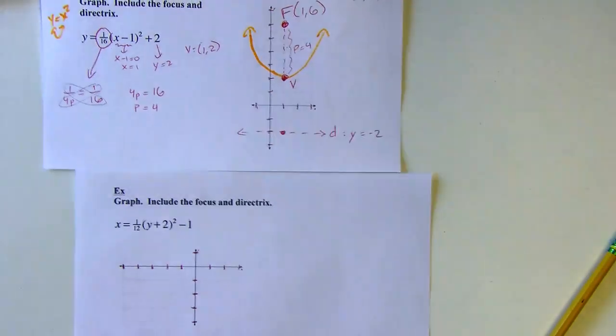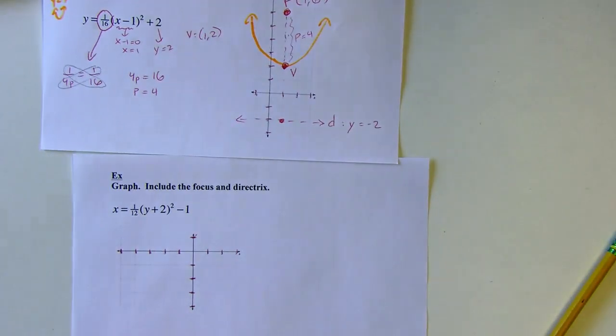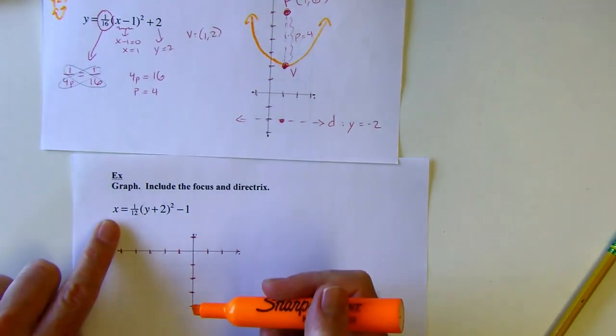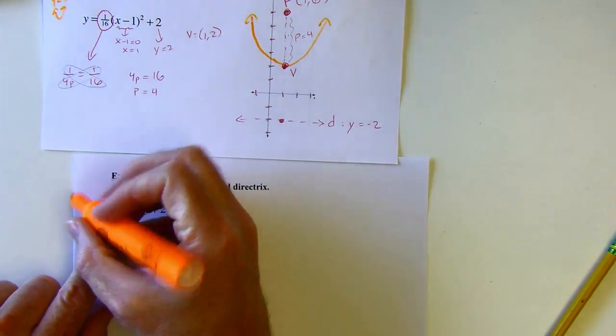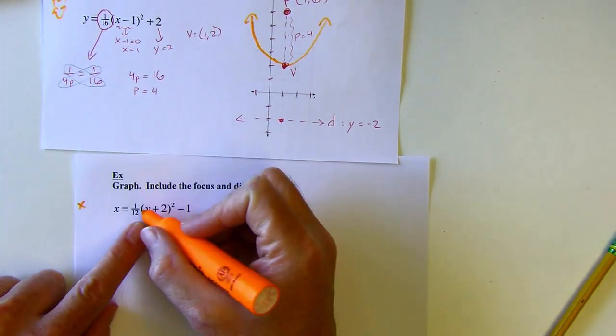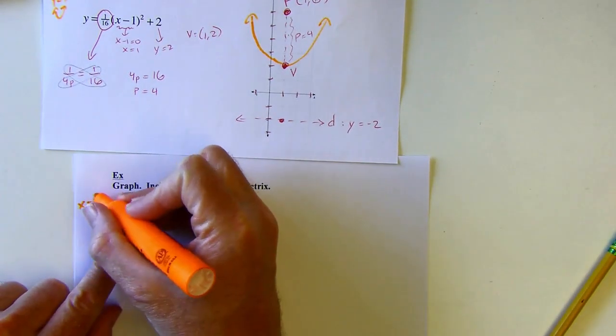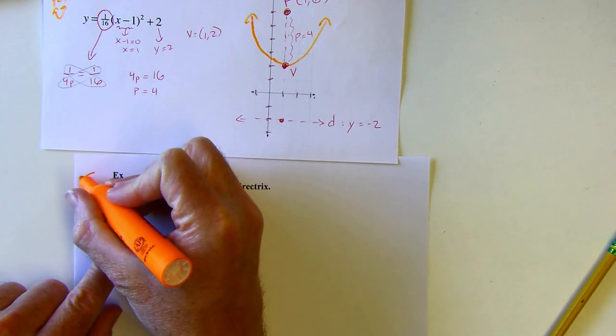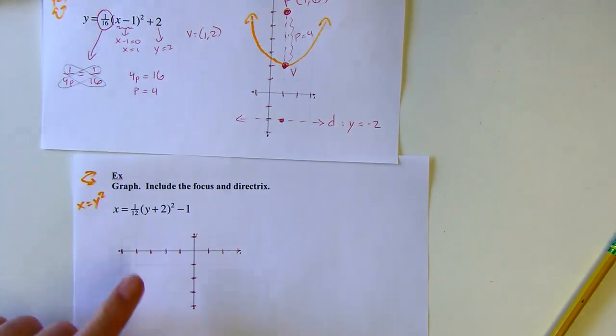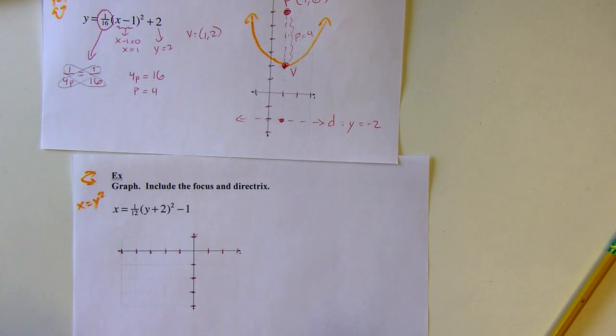So I've got this one. First thing I'm thinking, what type do I have here? I can see it's an x equals, so I know it's going left or right. And then I've got a positive fraction, so this is an x equals y squared version, and it's going to open to the right. So that's what I'm thinking right off the bat. Okay? So let's start working on this.